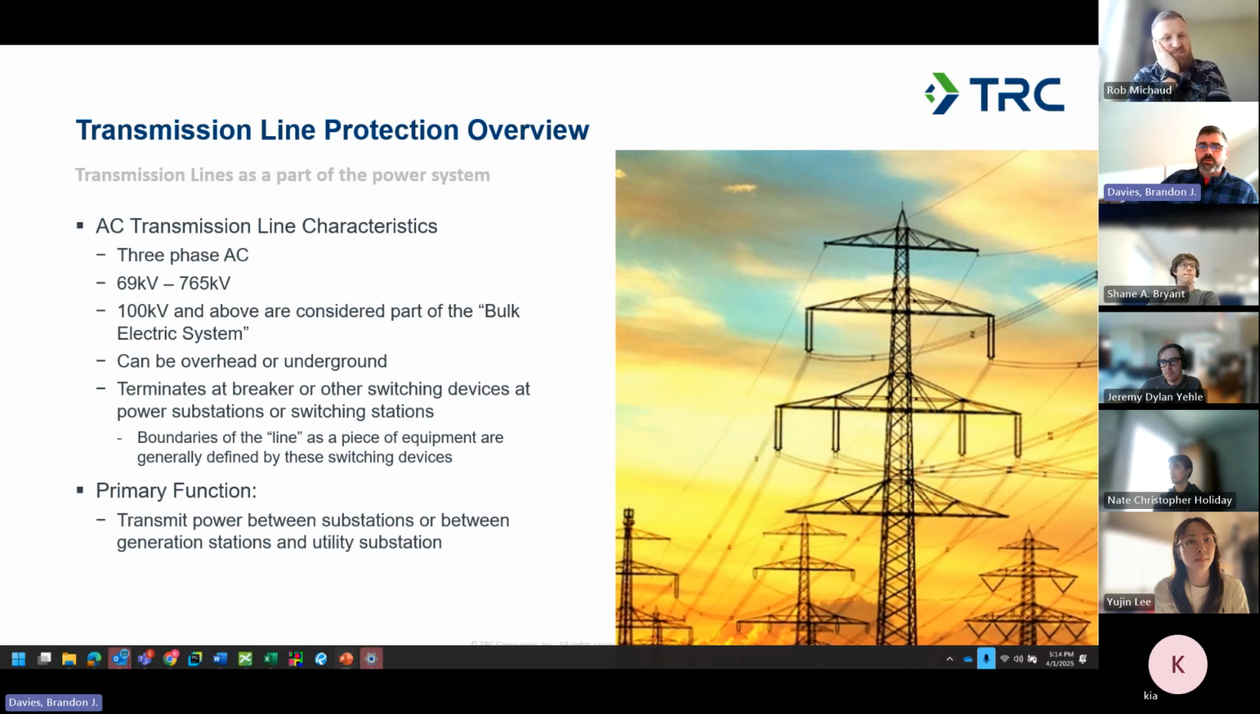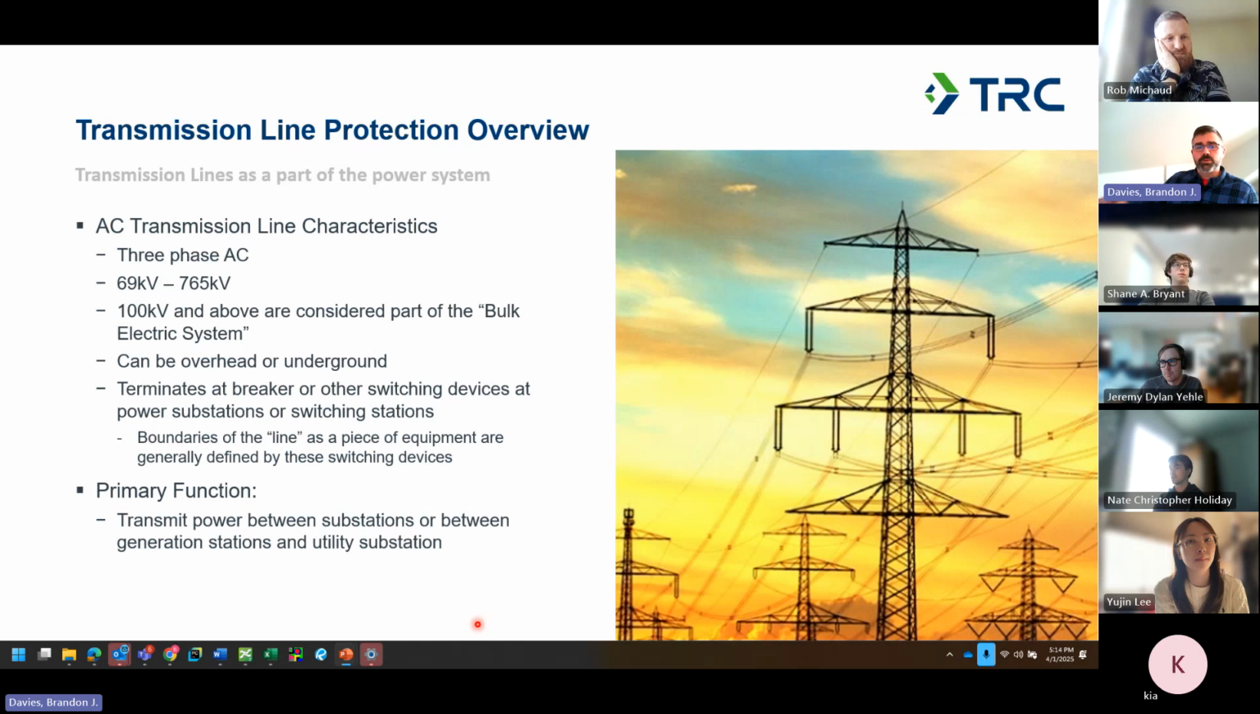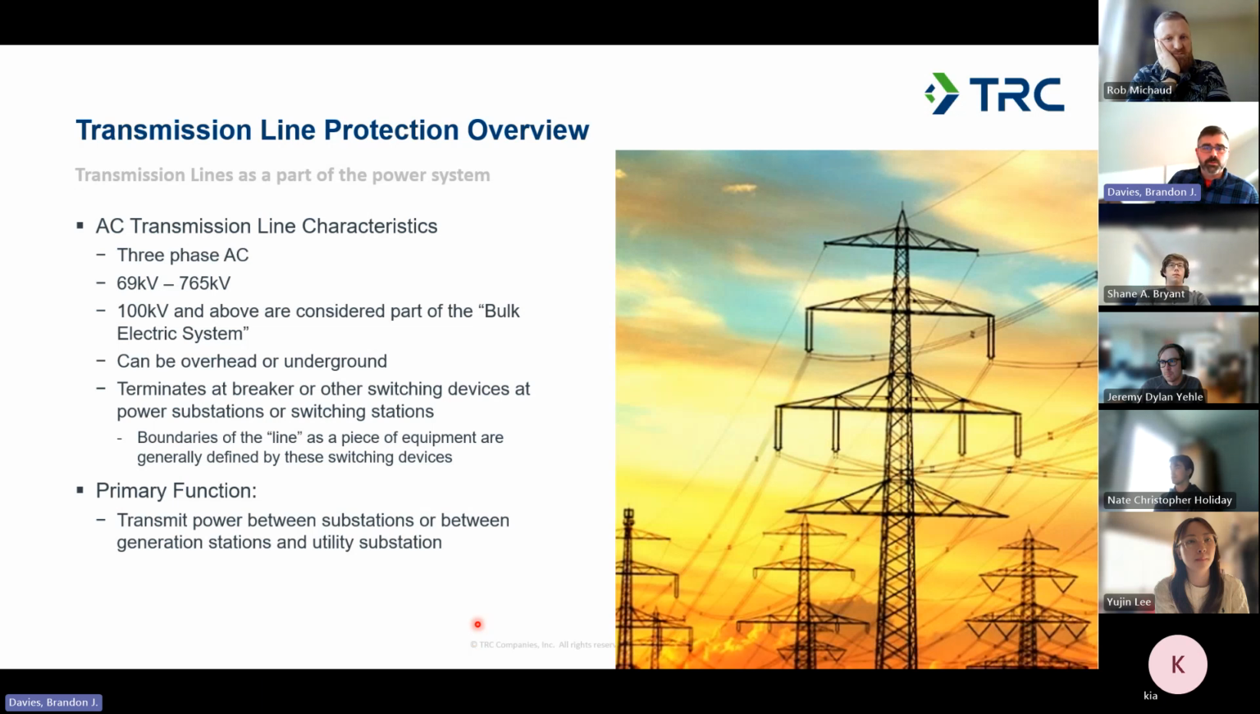So typically when we're talking about AC transmission, we're talking about three-phase AC systems. Generally, it ranges from about 69 kV up to 765 kV. Internationally, there are some higher voltages out there. Some utilities operate their sub-transmission system, maybe in the 34 kV to 69 kV range, very much like the transmission system. But generally, when you're talking about the bulk power transmission system, you're talking 100 kV and above, and that's the bulk electric system by the NERC definition.